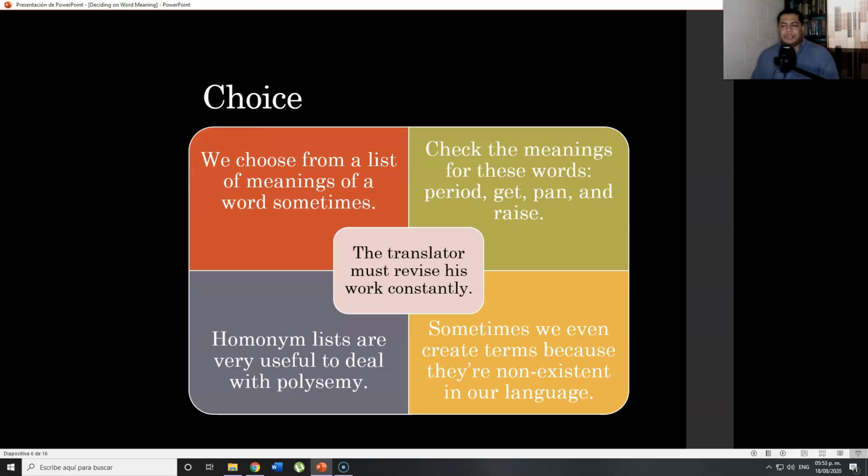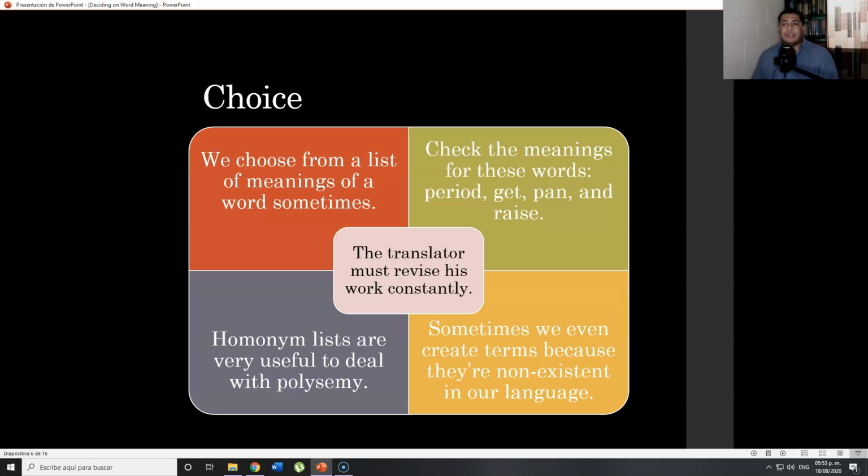Let's talk about choice. Now, we choose from a list of meanings of a word. Sometimes it happens. There are some words that have lots and lots of meanings. For example, I have given you some choices of words that I would like you to take a look at. The meaning of period, the meaning of get, the meaning of pan, the meaning of raise.